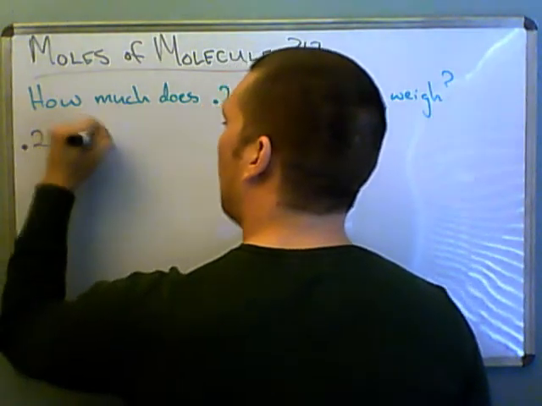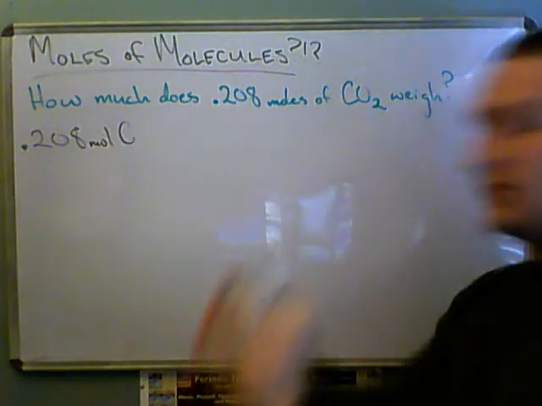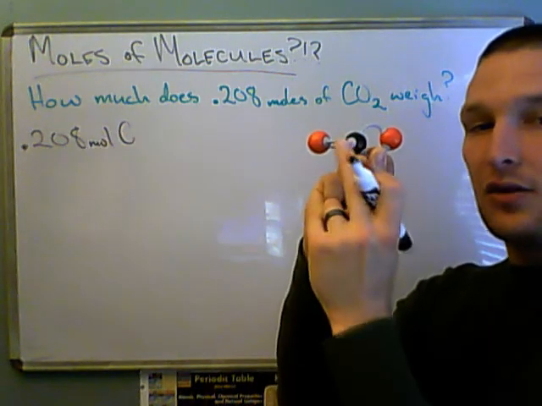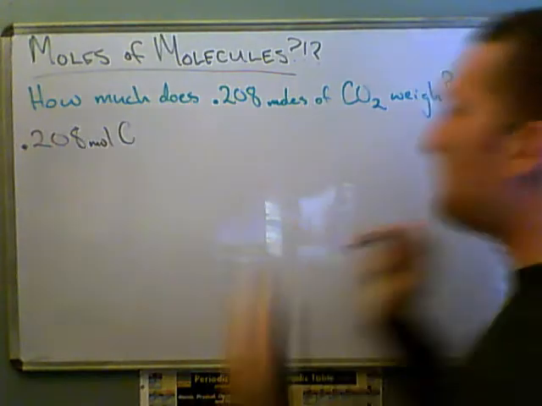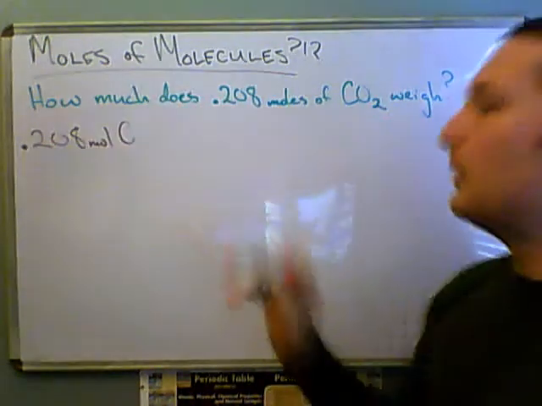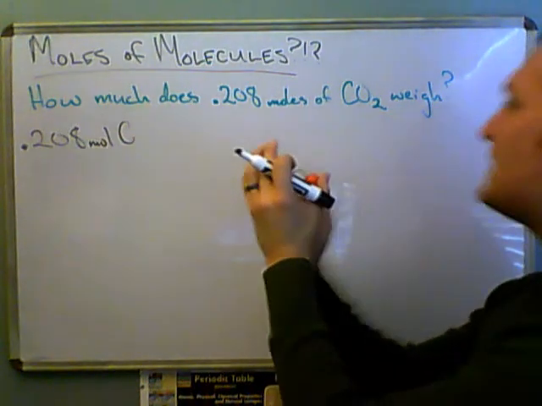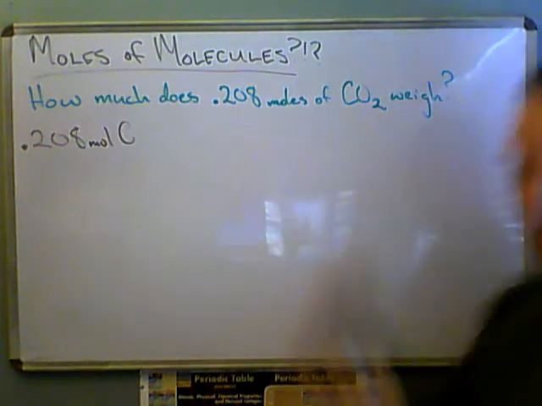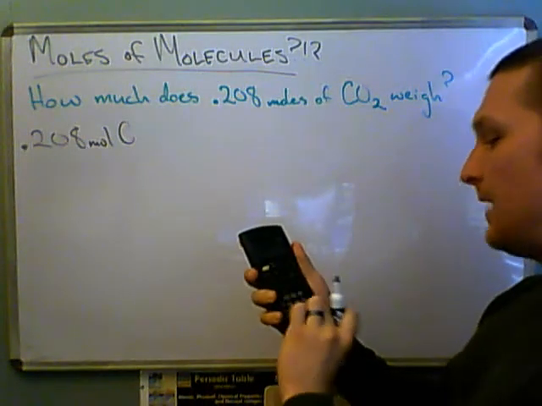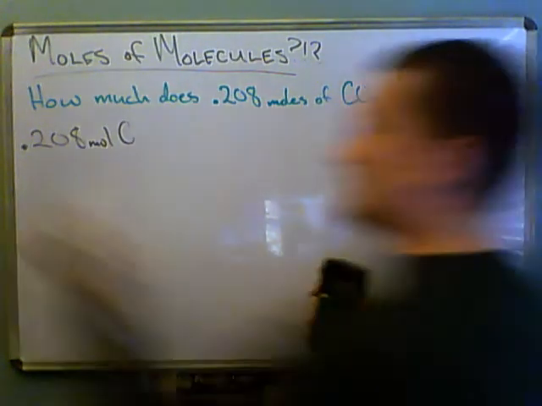0.208 moles of carbon atoms, right? Just like if you had a dozen of these, how many carbons would you have? Well, you'd have a dozen carbons. So if you have 0.208 moles of these, then you'd have that same number of carbons. What about oxygens? It's going to be twice that amount, because there are 2 oxygens for every 1 carbon. So I take 0.208 and multiply it by 2. I should have done this in my head, but it's 0.416.